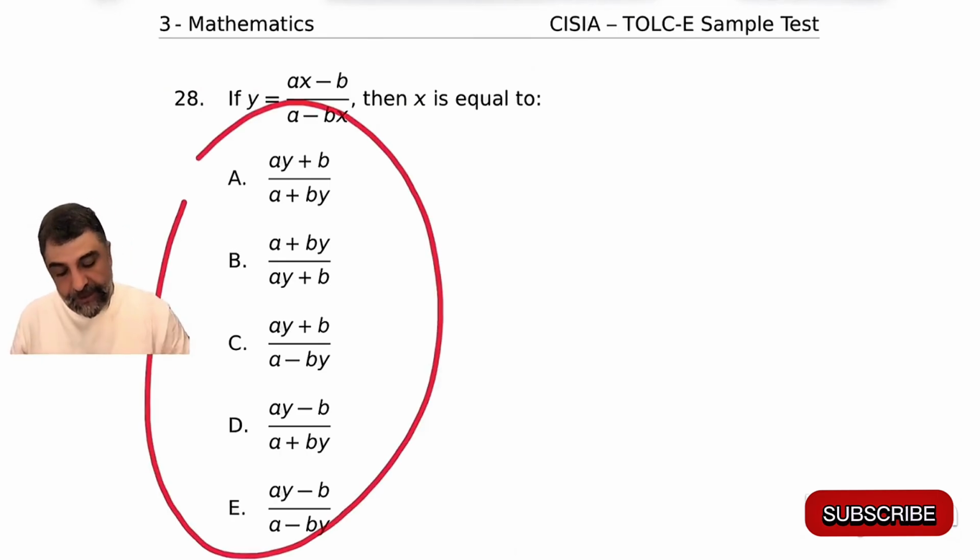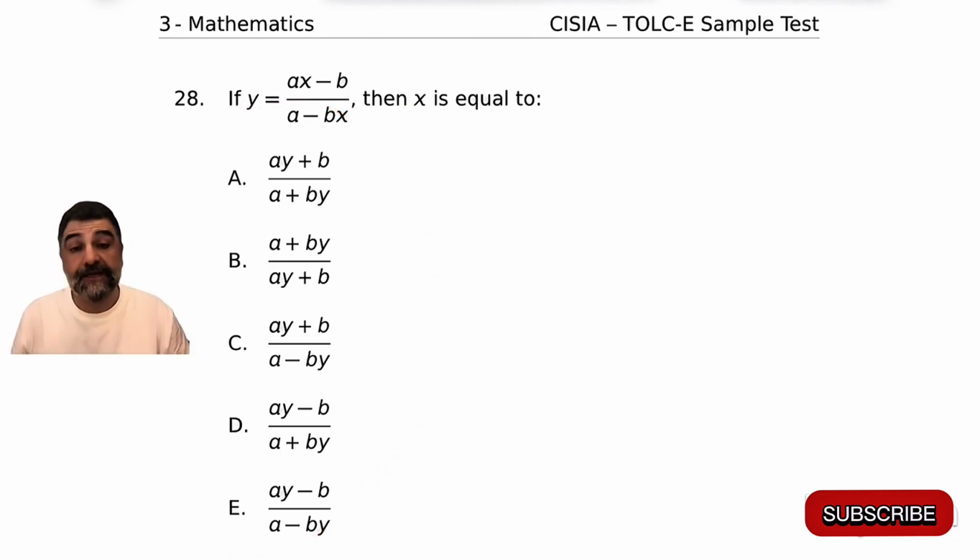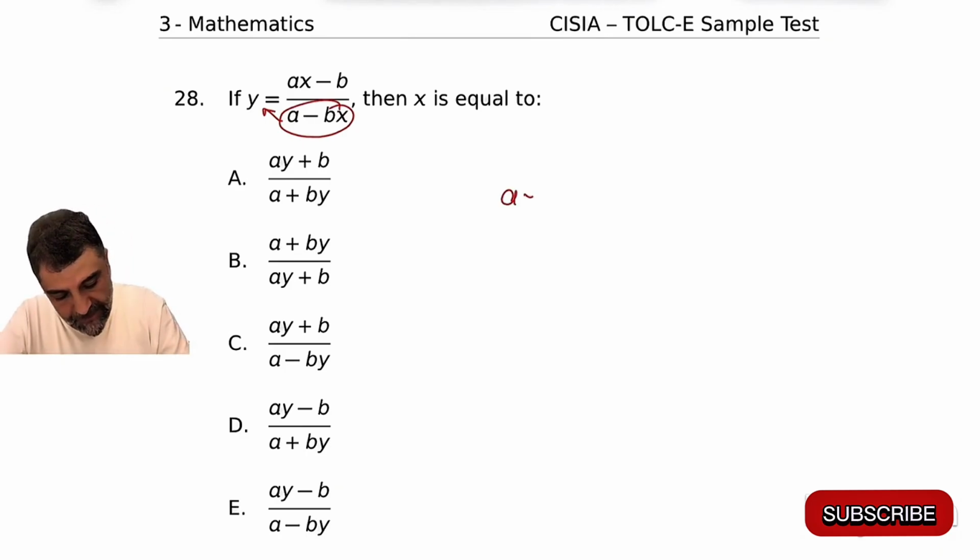When we examine the options, the first thing we need to do is cross multiplication. That is, y, I will multiply it with this expression, and I will isolate x. So what will happen if I multiply? A times y minus, I am multiplying this expression with that one by one, minus bxy. On the right side, there is ax minus b.